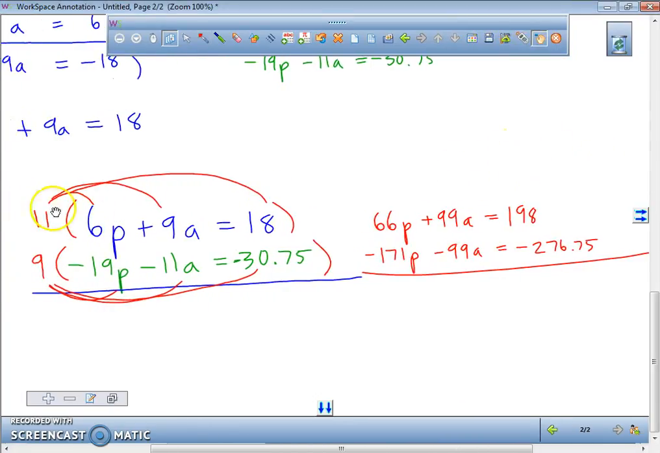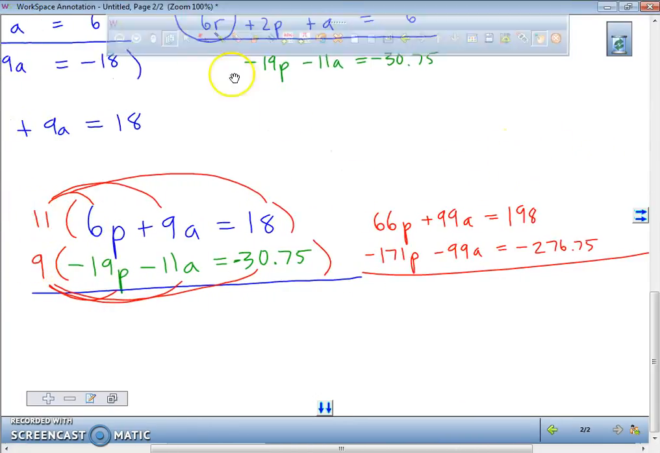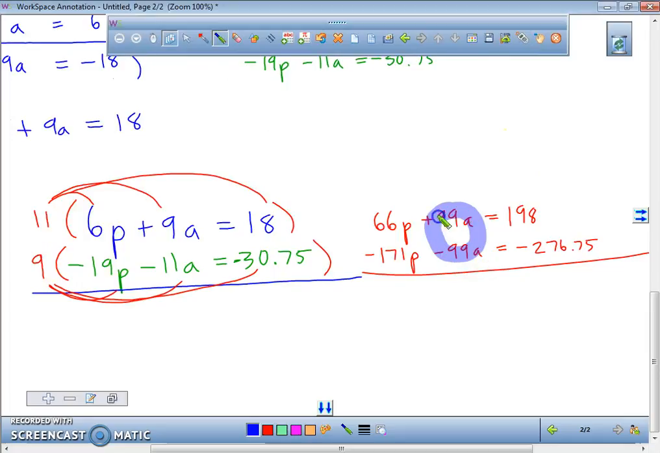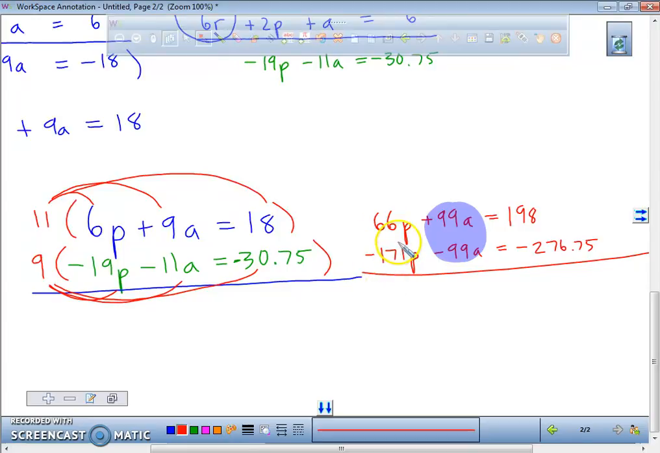Now, the whole reason, here's what I'm hoping you guys realize. The whole reason we multiplied the top by an 11 and the bottom by a 9 is so that these guys right here, what would happen if we add them together? They would disappear and eliminate.